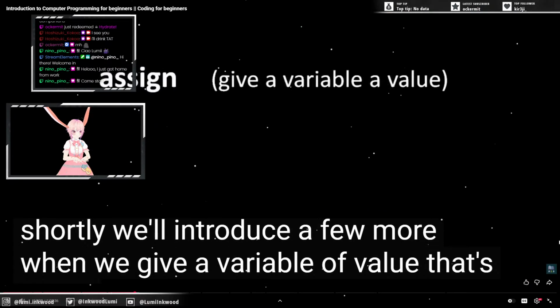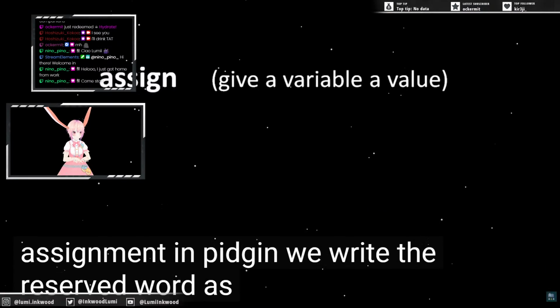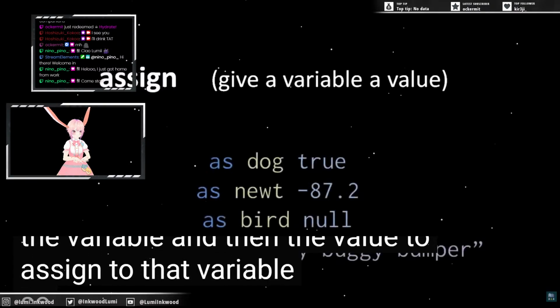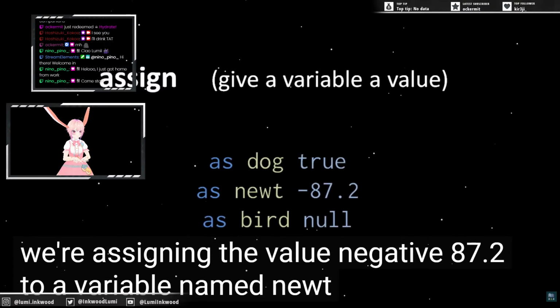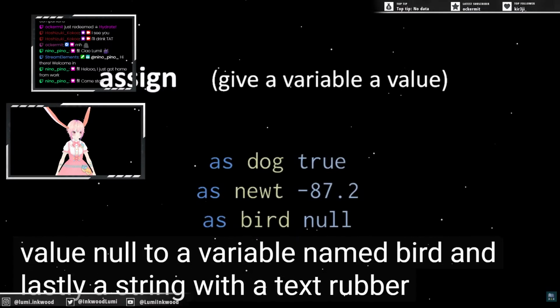When we give a variable a value, that's called an assignment. To perform an assignment in Pigeon, we write the reserved word as, followed by the name of the variable, and then the value to assign to that variable. So here, for example, in the top line, we are assigning the value true to a variable named dog, and in the next line, we're assigning the value negative 87.2 to a variable named newt, and then the value null to a variable named bird, and lastly, a string with the text rubber baby buggy bumper, we're assigning that to a variable named cat.